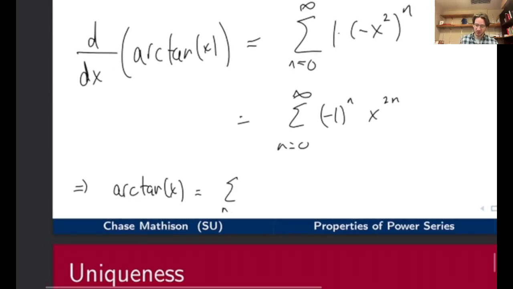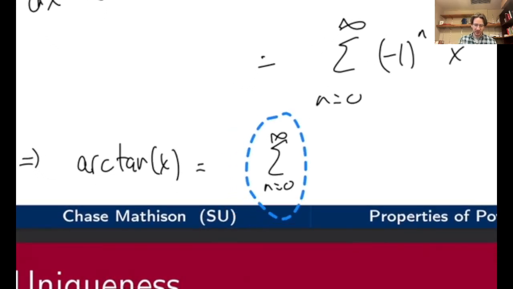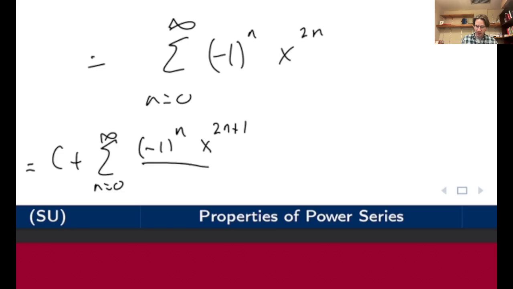But if centered at 0, we get this. I integrated on the left, the integral and the derivative undo each other. I don't want to forget my constant, so some constant that we'll figure out, plus the sum from 0 to infinity of minus 1 to the n. I'm integrating with respect to x, so minus 1 to the n is just a constant with respect to x. The integral of x to the 2n, that's x to a power, so I'm going to do x to the 2n plus 1, and then divide by 2n plus 1.